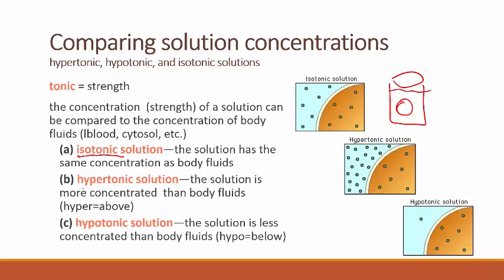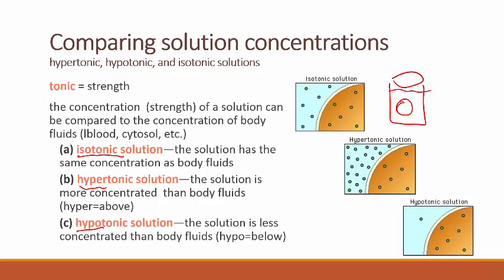And we use the term hypertonic because hyper means above or greater than. The water bath solution is hypertonic to the cell solution because it has more of those salt molecules or salt ions. And then finally, if there is less salt in the water bath, then that is a solution that is hypotonic. Hypo means below rather than above. And so hypotonic solutions are those that have a lower concentration of salts than body fluids do.